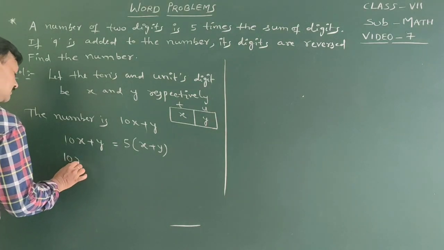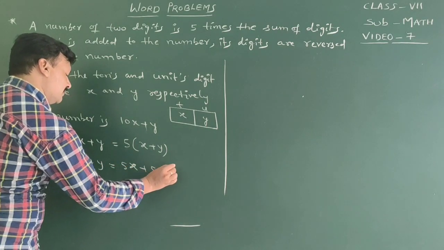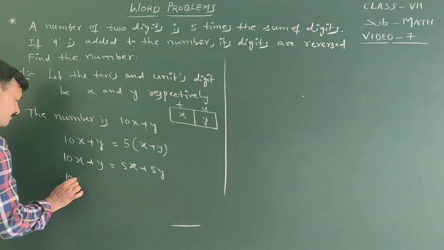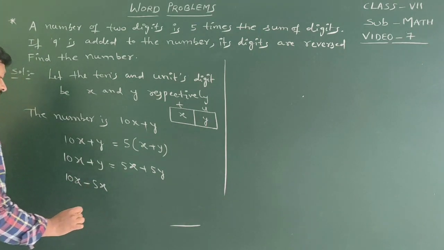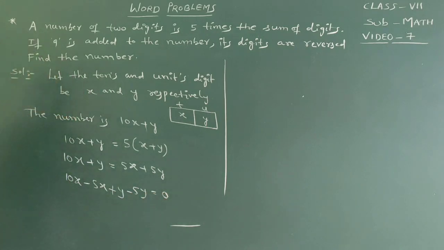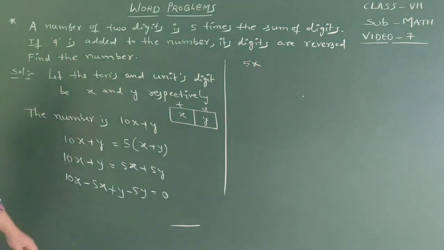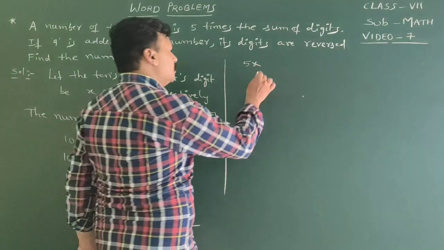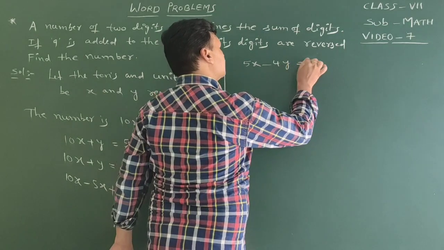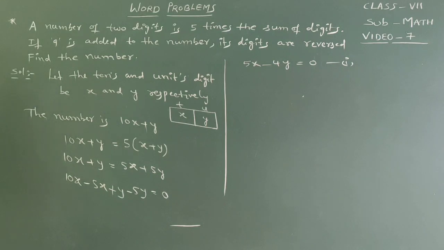Now 10x plus y equal to 5x plus 5y. 10x minus 5x plus y minus 5y equal to 0. Here 10x minus 5x equal to 5x, plus y minus 5y equal to minus 4y. So 5x minus 4y equal to 0 is the first equation.